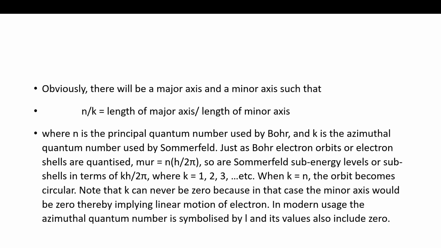Obviously, there will be a major axis and a minor axis, such that n upon k equals the length of major axis upon the length of minor axis, where n is the principal quantum number used by Bohr, and k is the azimuthal quantum number used by Sommerfeld. Just as Bohr electron orbits or shells are quantized, when they are nh upon 2 pi, so are Sommerfeld sub-energy levels or subshells in terms of kh upon 2 pi, like k equal to 1, 2, 3, 4, 5. When k is n, the orbit becomes circular. Note that k can never be 0, because in that case the minor axis will be 0, thereby implying linear motion of electron, which is not true. In modern usage, the azimuthal quantum number is symbolized by l, and its value also includes 0.